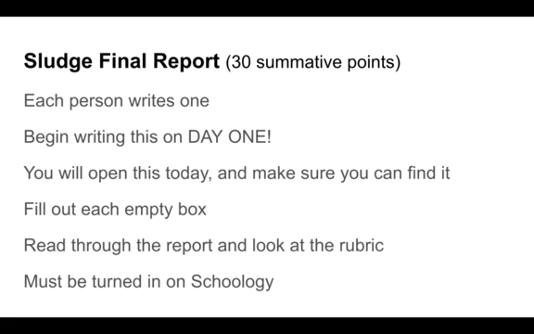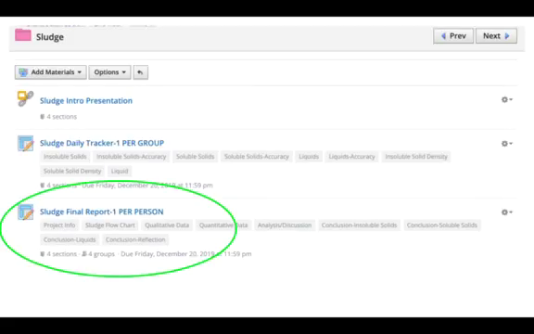You once again need to fill out each and every empty box, and you need to read through the report and look at the rubric. Understand what it is I'm going to be grading. This also must be turned in on Schoology. You have to do this as a digital submission. So this is where you're going to find the Sludge final report. It tells you it's one per person, therefore graded individually. So make sure that you go into the pink Sludge folder and find that Sludge final report.